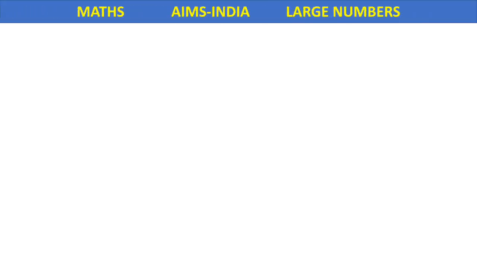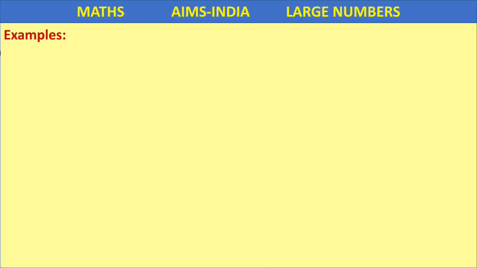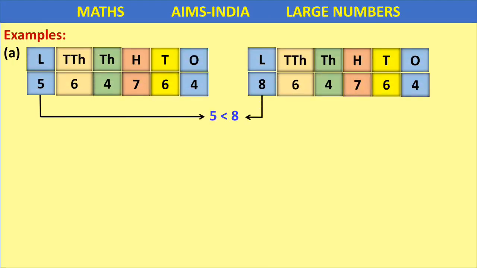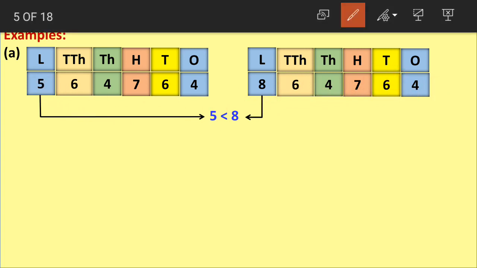I'm sorry, the same slide got repeated here. Let us look at some examples on how to solve when we are given two numbers with the same number of digits. Now look at these two numbers. How many digits are there in the first number? 1, 2, 3, 4, 5, 6. There are 6 digits in the first number, and in the second number 1, 2, 3, 4, 5, 6. There are 6 digits in the second number as well.